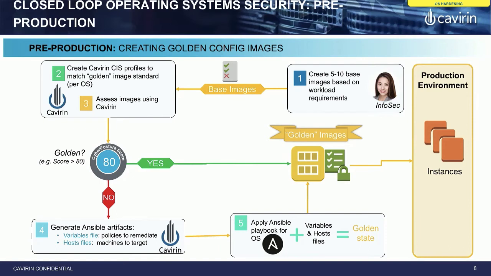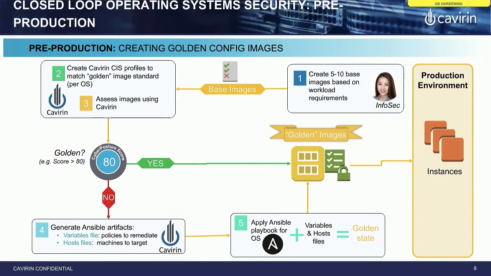Now, once you build those base images, you can do a workflow where you evaluate those images against the technical controls in the Cavirin system, get a score, and if your score is good, in this example, we used 80 as a benchmark for a good image, you would promote those images to production.